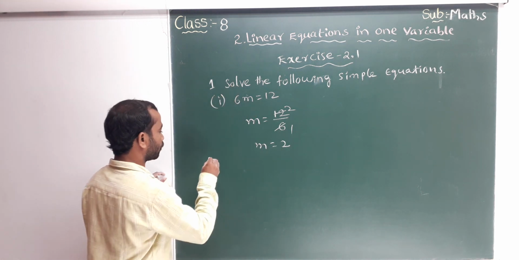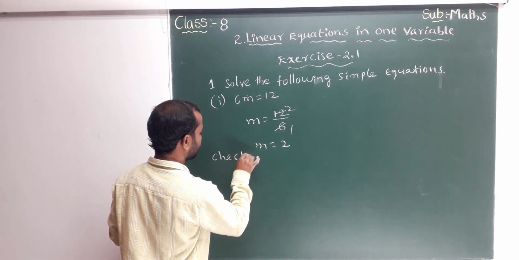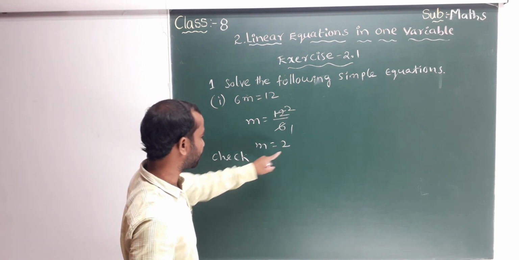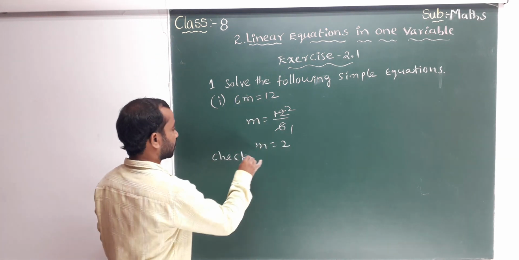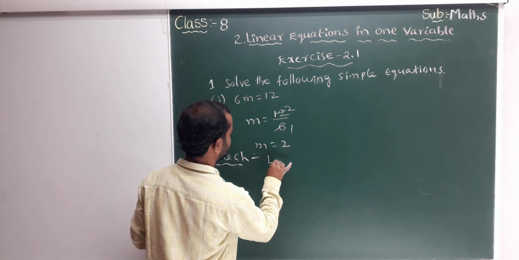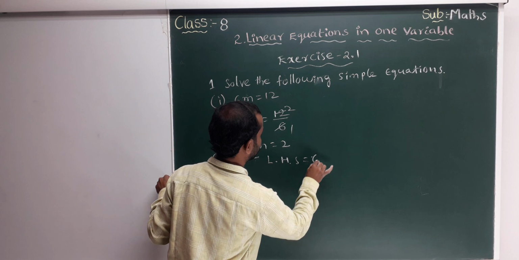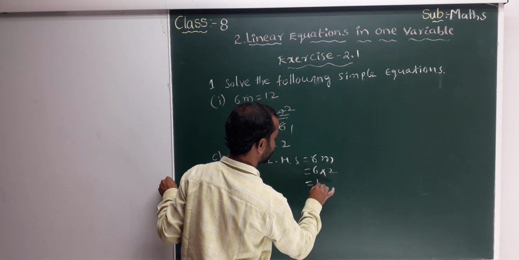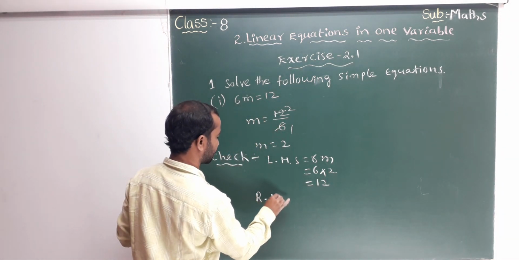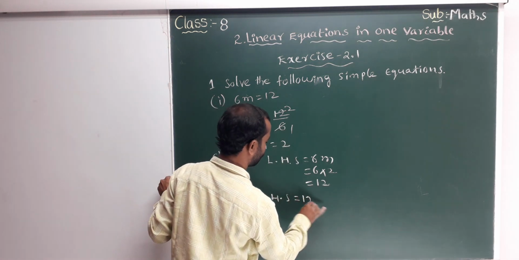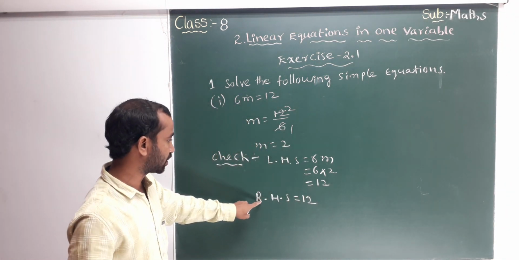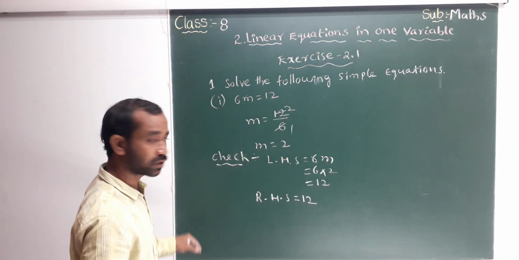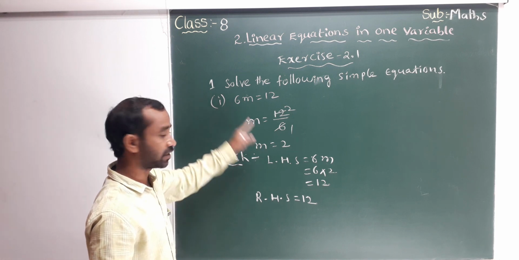Once check here: to make the LHS part equal to the RHS part, then the given value is a solution of the given equation. First of all, the LHS part is 6m. 6 into the m value 2 equals 6 twos, 12. Next, RHS also is 12. So LHS equals RHS. Then the solution of the given equation is 2.